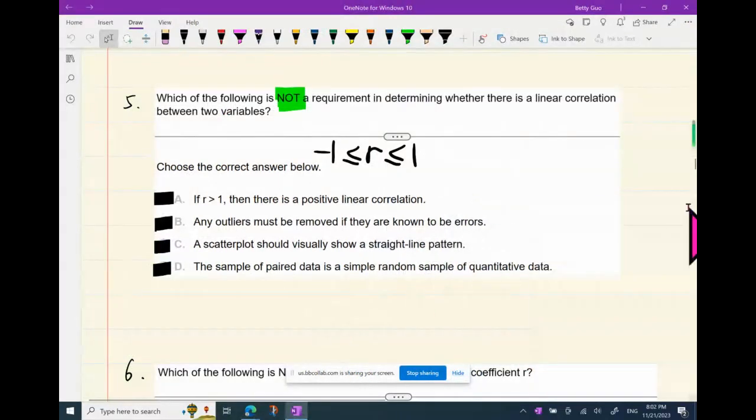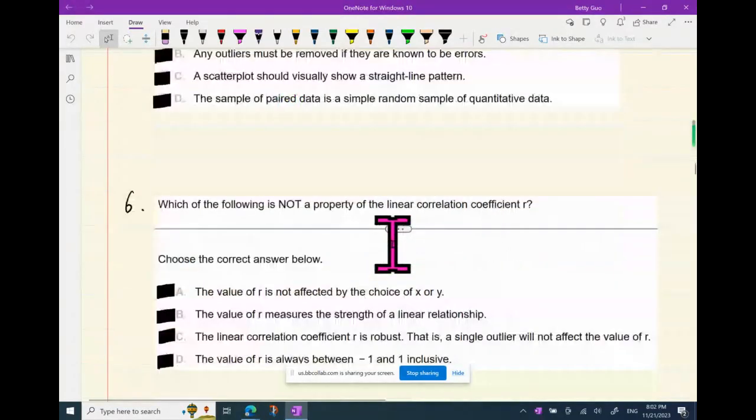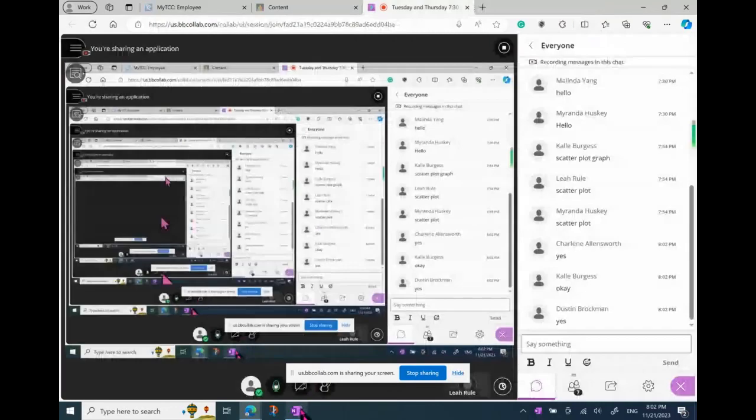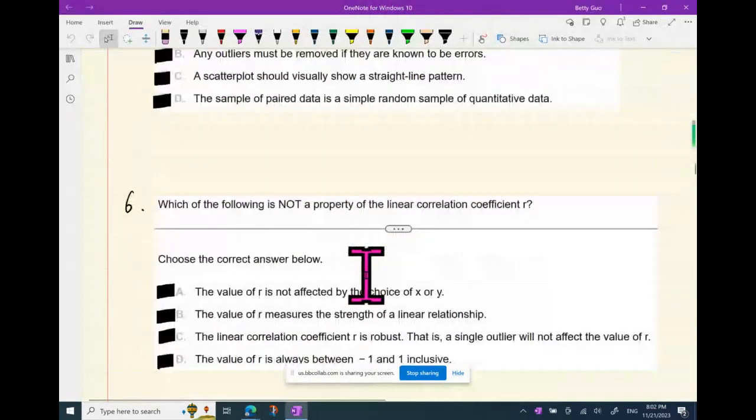Number 5, A is incorrect. So that's the statement we need to choose. Yeah, number 5 is A. Again, number 5 is A. And let's go ahead to the next question.